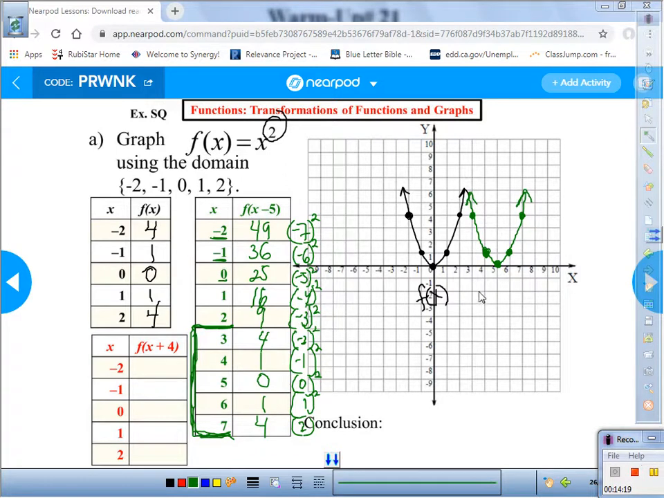And what do we label this one? G of x, since it's not the original, G of x. And we do f of, what was the transformation? X minus 5. Does that make sense? Yeah? Yeah, right? All right.